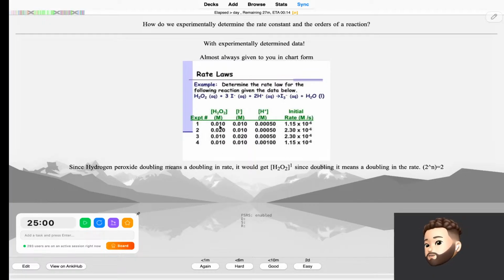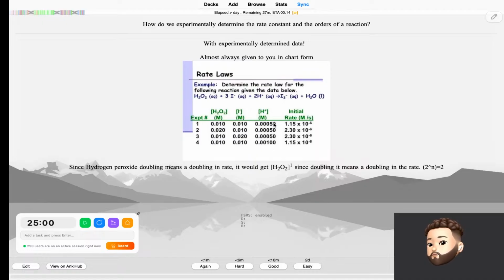That's pretty much the basis of it. If you double this, it gets doubled, so it ends up having an exponent of one. If you double this, it also ends up doubling, compared to this baseline. So it gets a two.